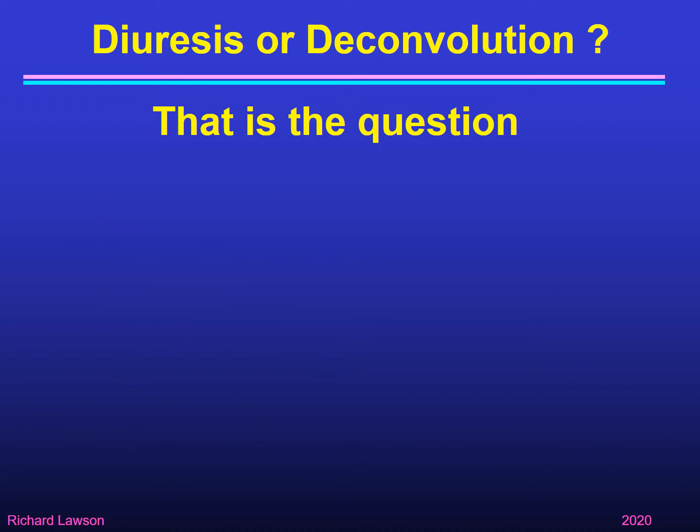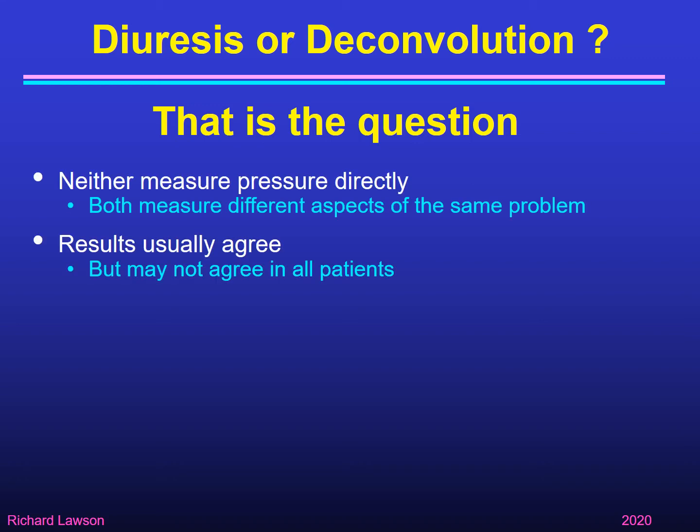So the question is, should we use diuresis or deconvolution to diagnose PUJ obstruction? Well, neither measure pressure directly. Pressure is what affects the damage to the kidney if it's a high pressure system, and neither of these techniques measure pressure. They all look at different aspects of the same problem to infer pressure indirectly. Now, the results usually agree between patients, whichever technique you use, but patients being what they are, there are all sorts of variation. So they may not agree in all patients. There are always the odd patients who will give different results by the different techniques.